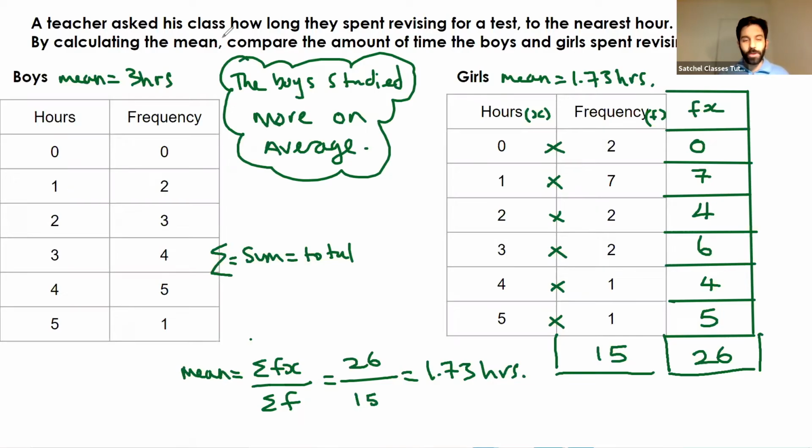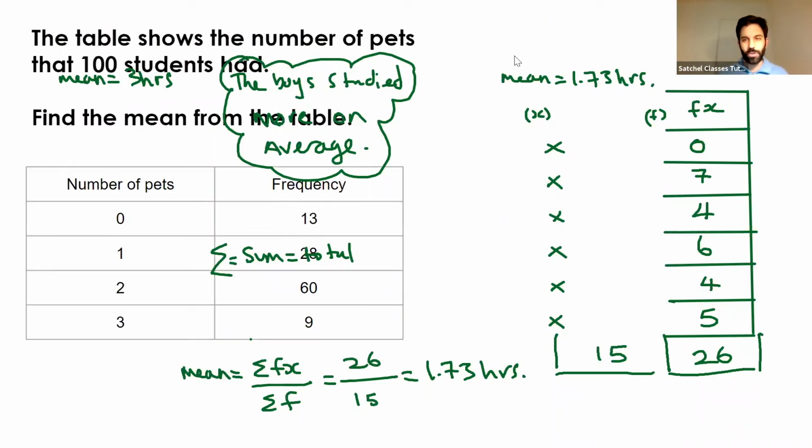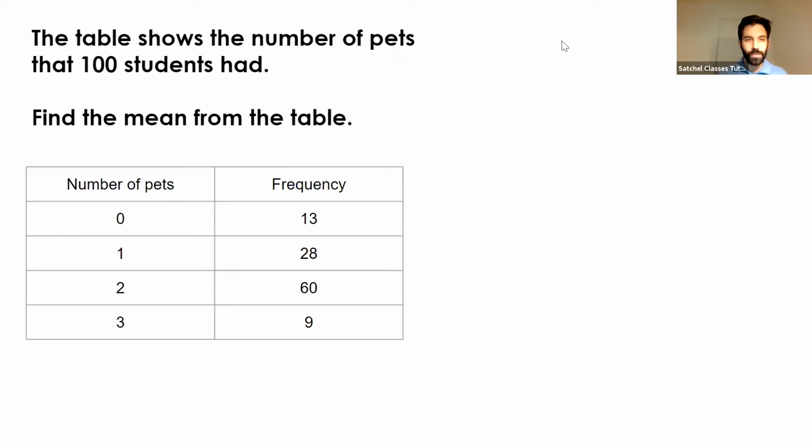All right, I'm going to do one more example and then we can wrap it up there. So if we move on to this last question and if I rub everything out. Okay, so it says the table shows the number of pets that 100 students have. So now we have a very, very large data set because we have 100 students that we need to consider. So a frequency table is perfect for this sort of problem. So it says find the mean from the frequency table.